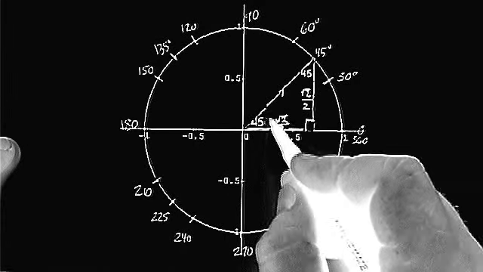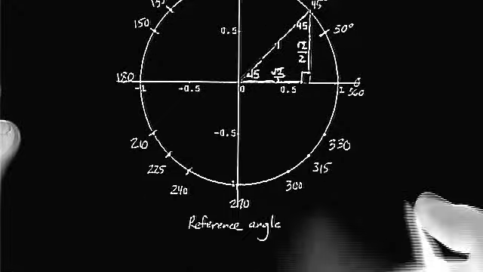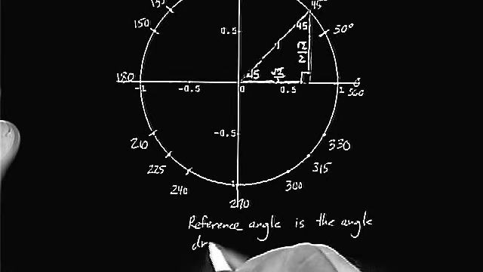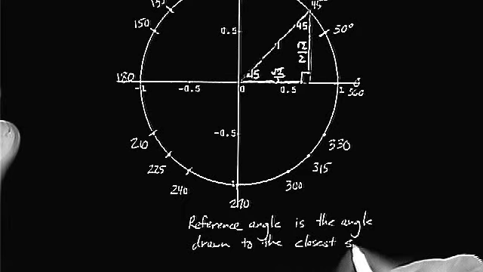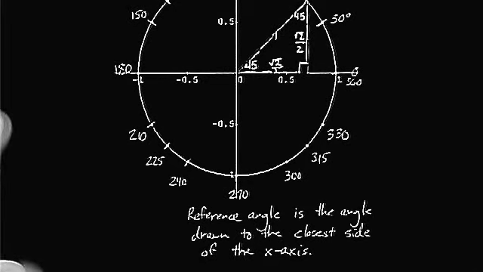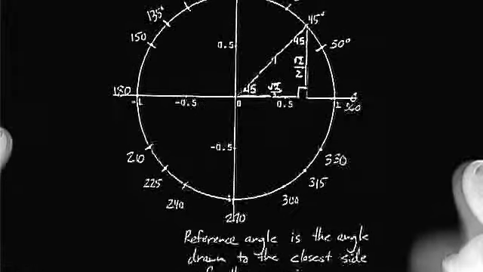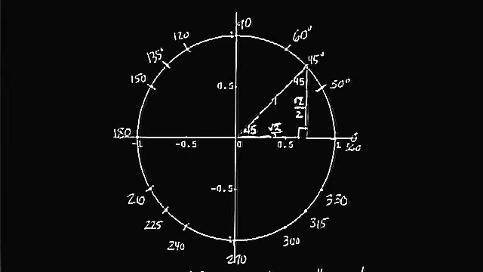This is called a reference angle. A reference angle is the angle drawn to the closest side of the x-axis. So when you're dealing with a 45-degree angle, which is quadrant 1, then that's a 45-degree reference angle.